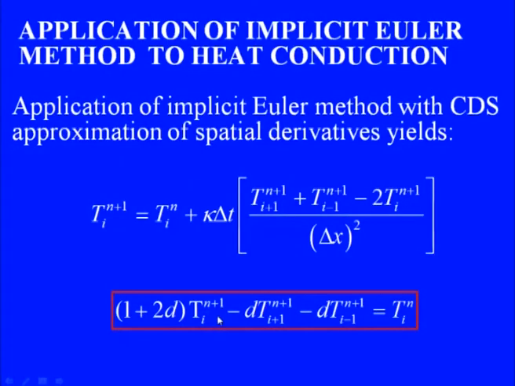In terms of diffusion number, this algorithm could be written in simpler form: (1 plus 2d) Ti^(n+1) minus d Ti+1^(n+1) minus d times Ti-1^(n+1) is equal to Ti^n. So now this is an equation which has to be solved. Not just Ti at n plus 1 is unknown, Ti+1 at n plus 1 and Ti-1 at n plus 1 are also unknown. So we will collect such values at all the nodes and we will get a system of linear algebraic equations which must be solved at each time step to obtain our solution.